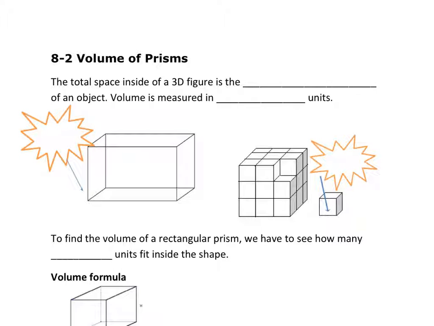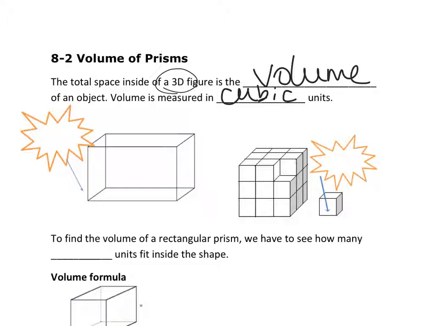Okay, so 8-2, volume of prisms. The biggest thing you need to remember with volume is that you're talking now about 3D figures, meaning you have 3 dimensions that you have to deal with. So the total space inside of a 3D figure is the volume of an object. Volume is measured in cubic units.